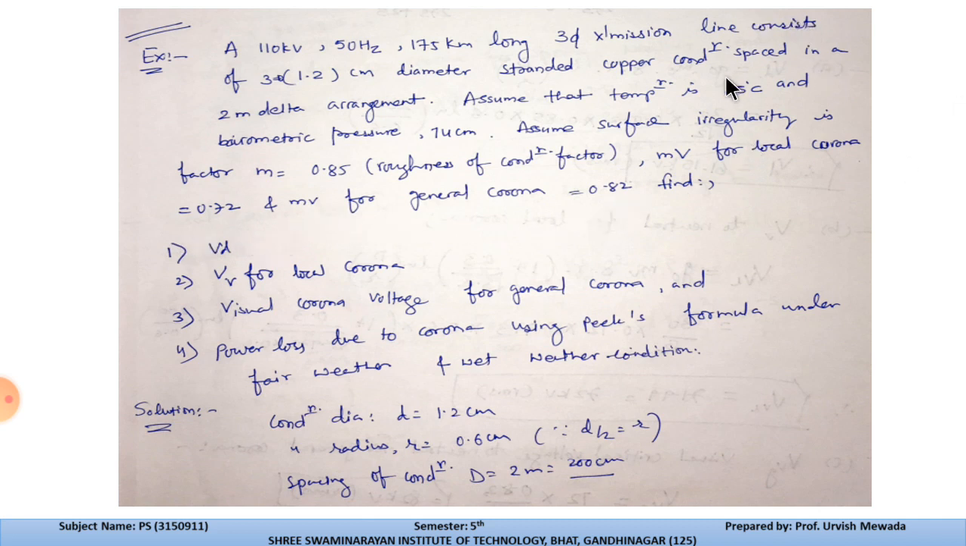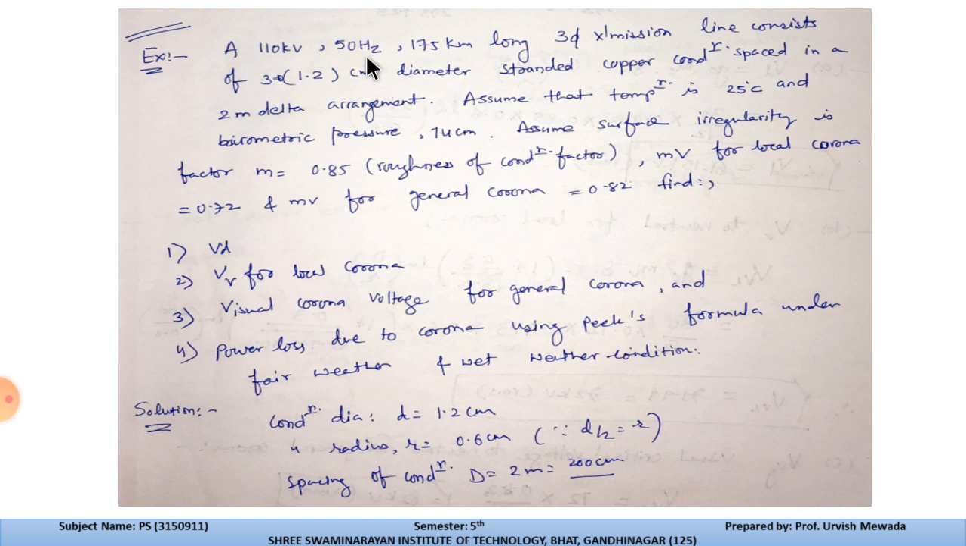So these are the data given, and these are the points that we need to calculate. First is VD, then critical visual voltage, then visual corona, and then power loss due to the corona using Peek's formula under fair weather and wet weather conditions. Now the solution. First of all we start with the conductor diameter, which is given as 1.2 centimeter. Converting d to r, it is 0.6. The spacing of conductor D is equal to 2 meter or 200 centimeter.